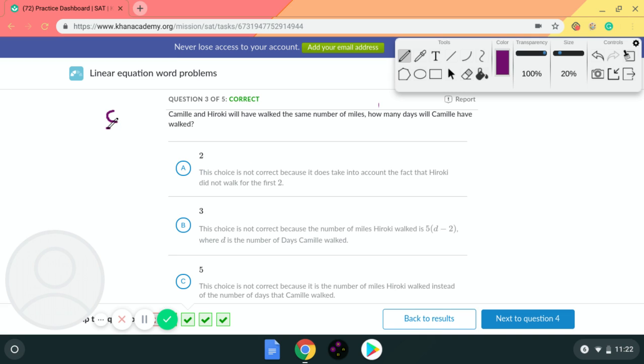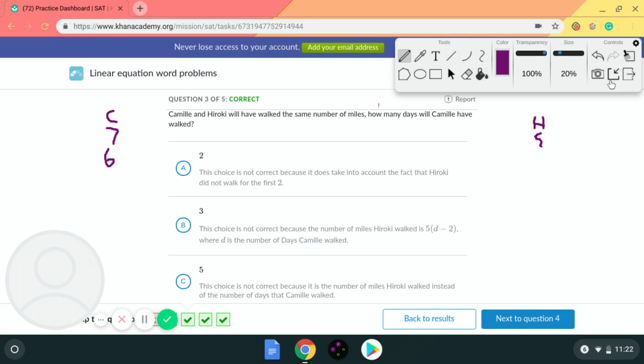So, if she's going to start off walking 7 miles, and then each day after that she's going to walk 3 miles, then that means she'll have walked 6 miles. But Hiroki would have only just gotten started and would have only walked 5 miles. 13 and 5 definitely aren't the same in any shape or form. So this is not the choice.